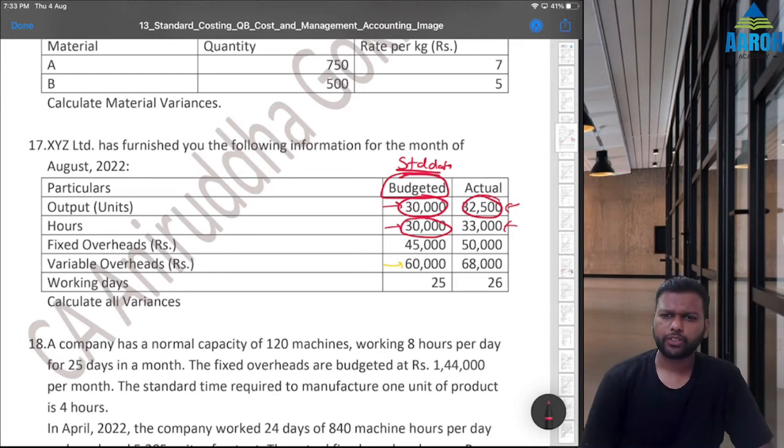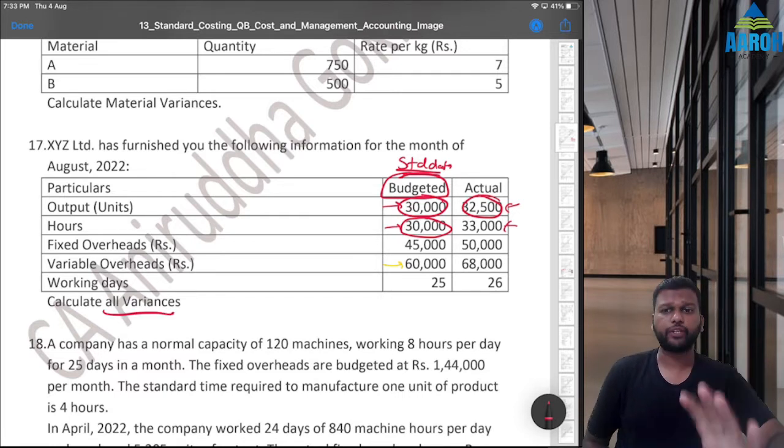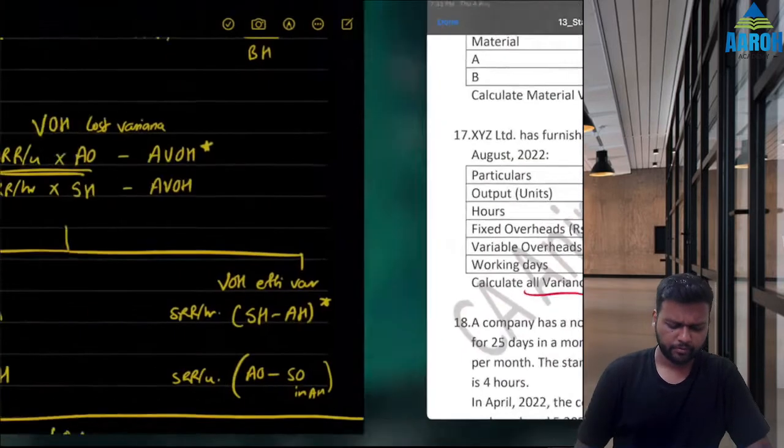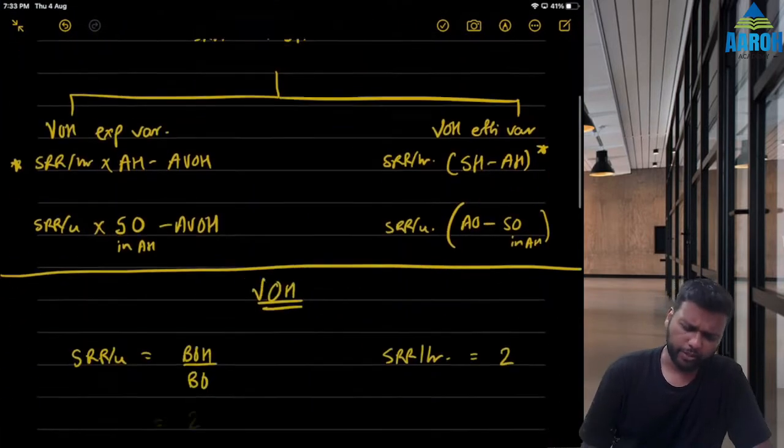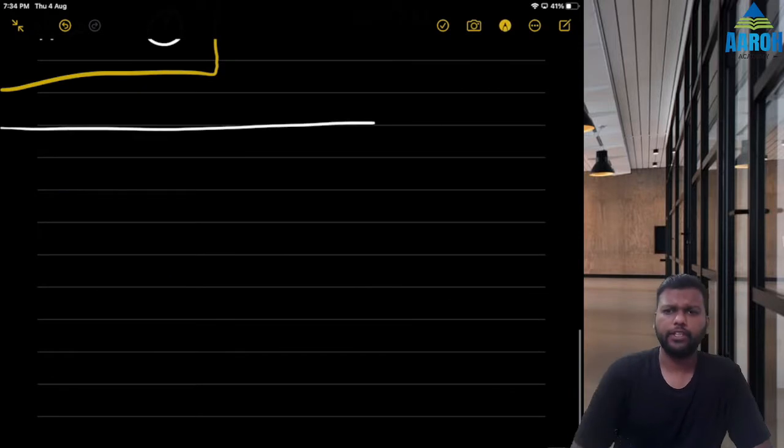Okay, hello everyone. So in the previous video we were solving this question number 17. Those who have not solved it, you can pause, solve it by yourself and then come back. We had completed the variable overheads part, the variable variances. Now we have to calculate fixed overhead variances in this video. First we'll revise the fixed overheads formulas as well. Then we'll go to the question.